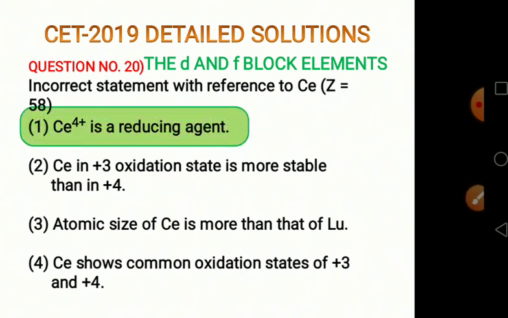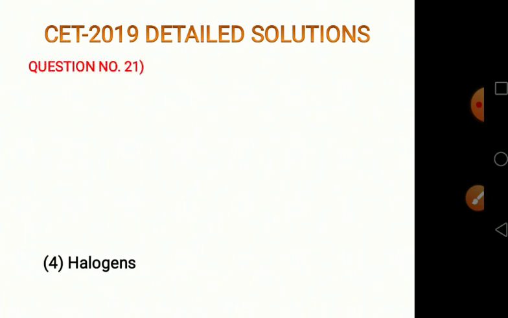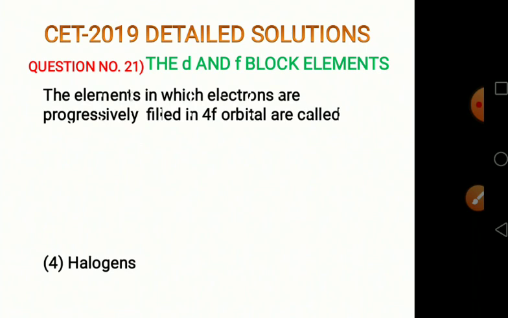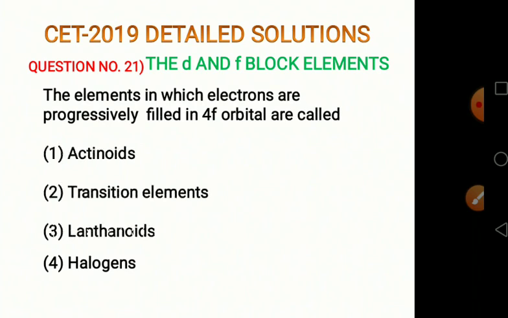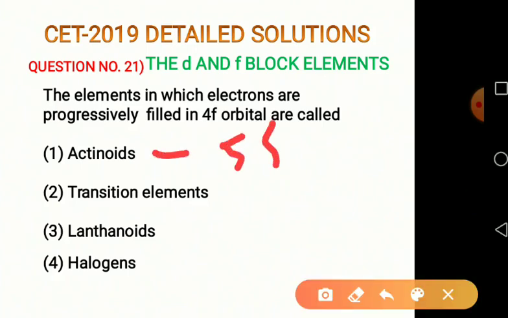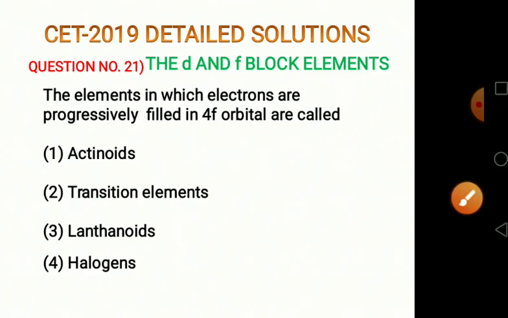There is no need to look at the remaining options. Ce4+ is a reducing agent, that is the incorrect option in this case. Let us see question number 21, D and F block elements again. The question is: elements in which electrons are progressively filled in 4f orbitals are called? Very simple question. 4f orbital means which block? F block element. In the F block there are actinides and lanthanides. 4f orbital filled is lanthanide. Actinides are those in which 5f orbitals are filled. Hence the answer should be lanthanide. Very simple question. Remember, the third option is correct.